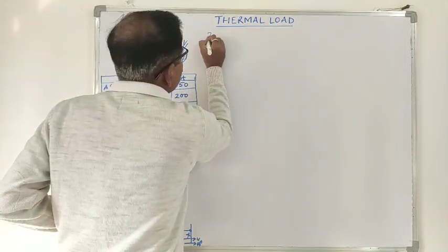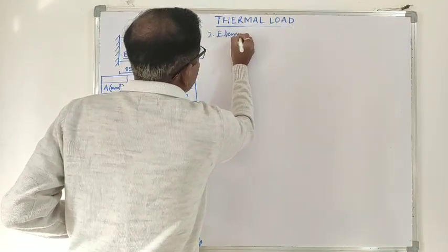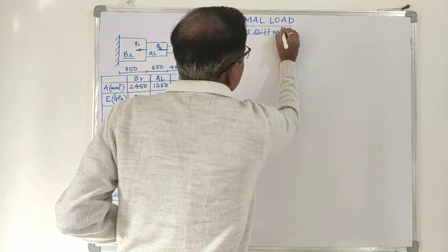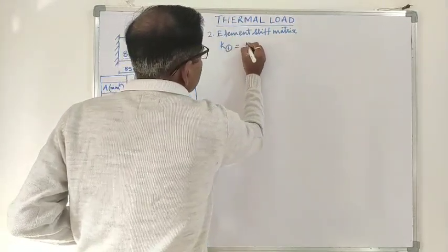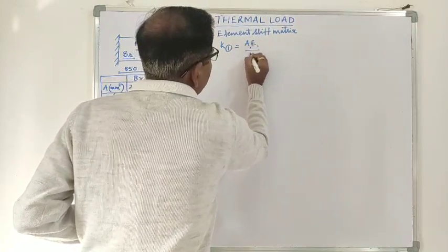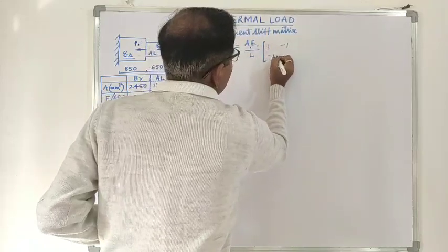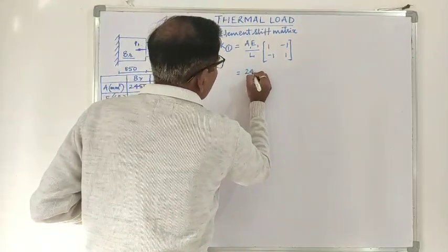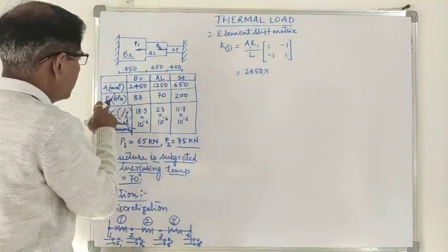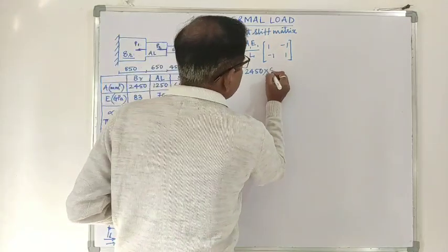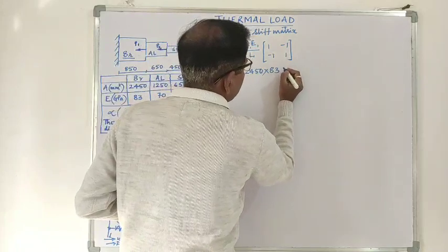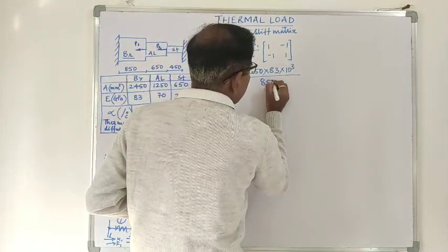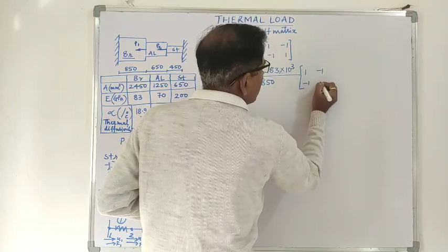Now the second step, the element stiffness matrix. We calculate the element stiffness matrix for the first element, that is A1 E1 by L1 times the matrix [1, -1; -1, 1]. We put in the values: A1 is 2450, multiplied by the Young's modulus of the brass member, 83 GPa, which we convert into Newton per mm square, so 83 times 10 to the power 3, divided by the length of the member, 850, times [1, -1; -1, 1].